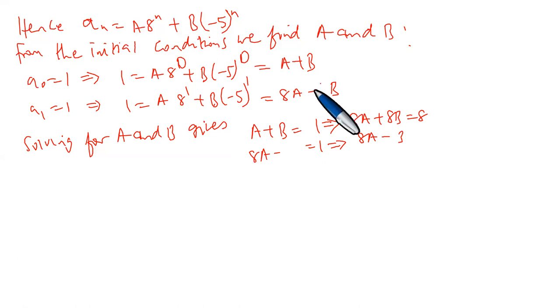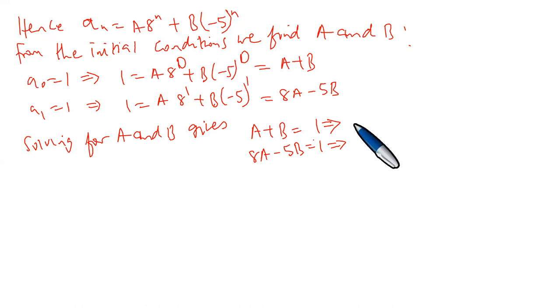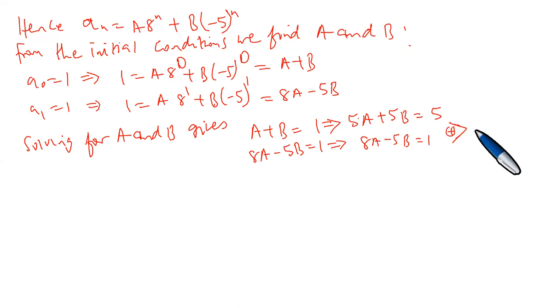So this one is 5b. This one is 5b. Right, so need to correct this. Okay, so here you can multiply this one by 5, because I wanted to eliminate the b. I wanted to use the method of elimination of linear equations. Right, so obviously this one here you can just multiply by 5, giving 5a plus 5b. Here, this one is 8a minus 5b equals 1. Okay, you can add these two equations. If you add them up, what do you get? You get 5a and 8a, which is 13a, which is equal to 6, which means a is 6 out of 13.